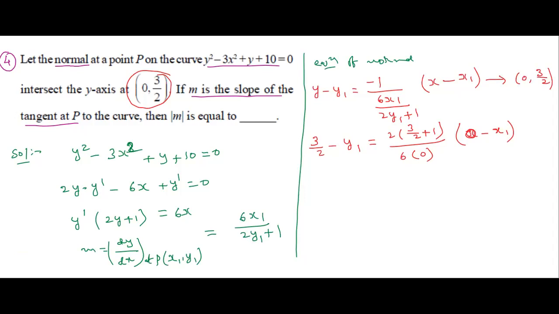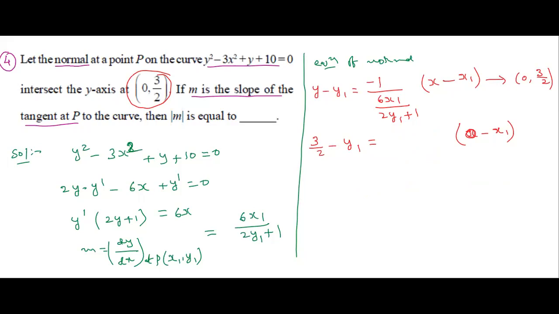Then how to do the remaining part? The denominator is completely 0, so the right-hand side is going to 0. Next, take LCM, so you'll get minus 5x1. Then x1 is equal to 0. And here we made a mistake. What is the mistake? We need to substitute (0, 3 by 2) in place of x and y, not x1, y1.